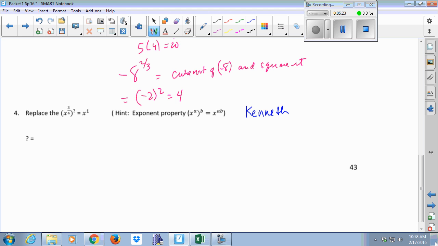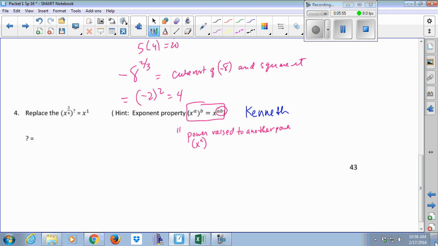Okay, this idea we're going to be using over and over again today, and it deals with this exponent property. This exponent property says when you have a power, x to the a is called a power. So the way we verbalize this is we have a power, that power being x to the a, and we're raising x to the a to another power called b. So when you raise a power to a power, you multiply the exponents.